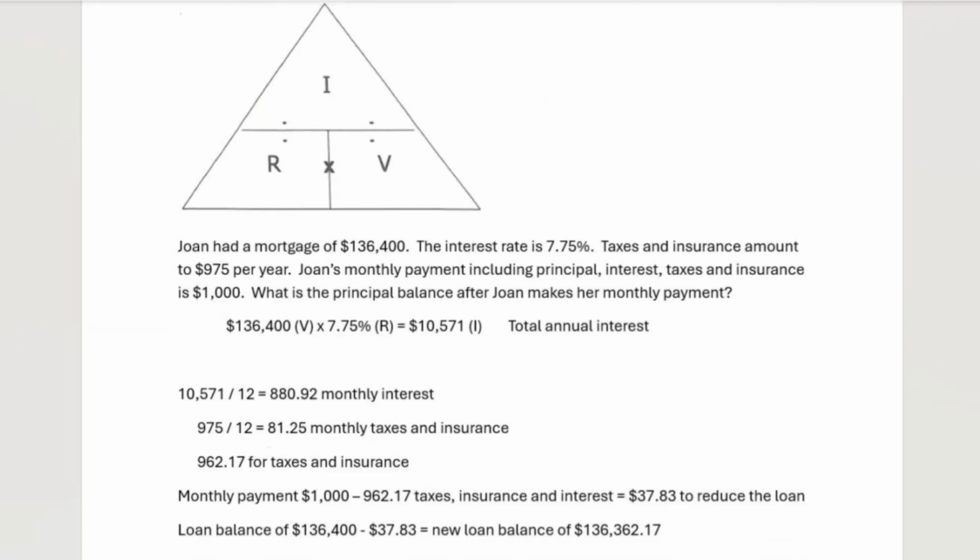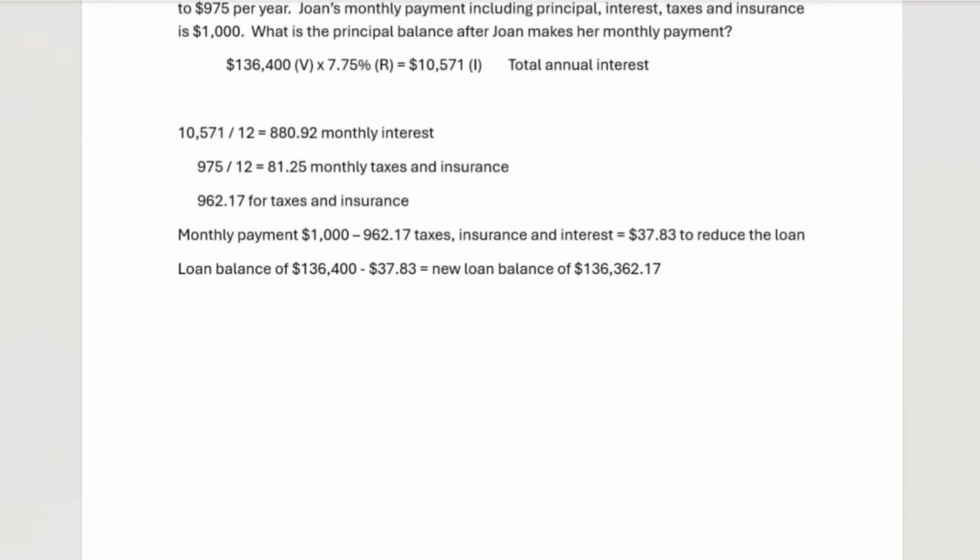So she makes out her check to the bank for $1,000, right? And when the bank gets that $1,000 check that month, they're going to take out $962.17 for taxes, interest, and insurance, which means that is only going to leave $37.83 to go to reduce her loan amount. So she started out the day with a loan balance of $136,400. After she made her $1,000 payment and the bank took out the money for the interest, taxes, and insurance, it only reduced her loan by $37.83. So now, month 2, her new loan balance is $136,362.17.